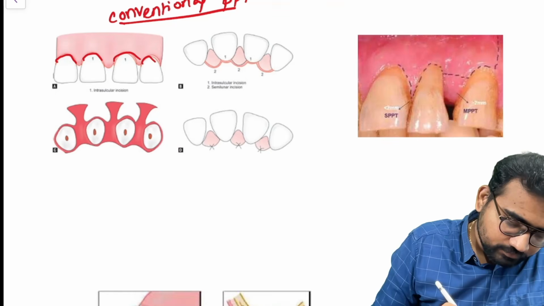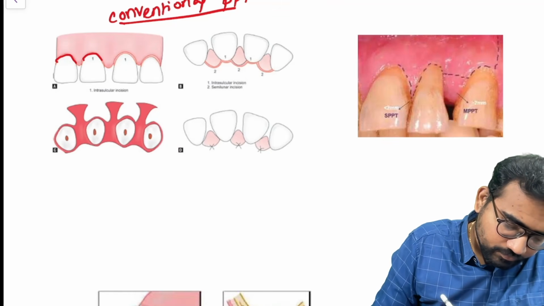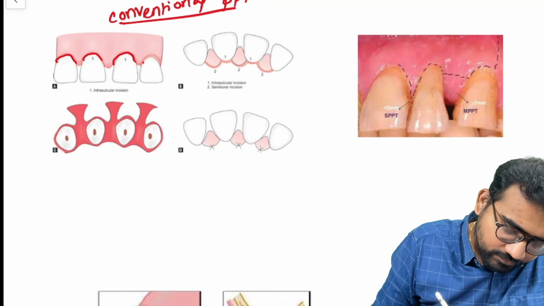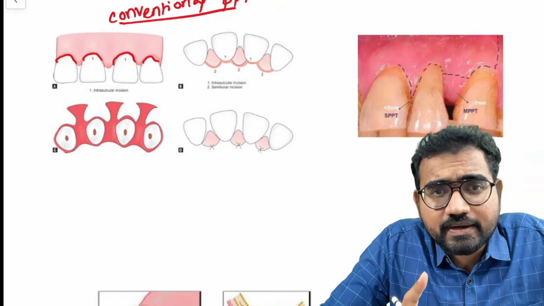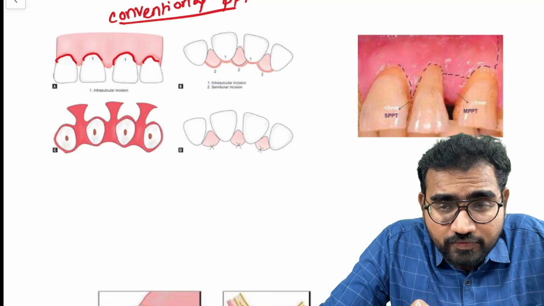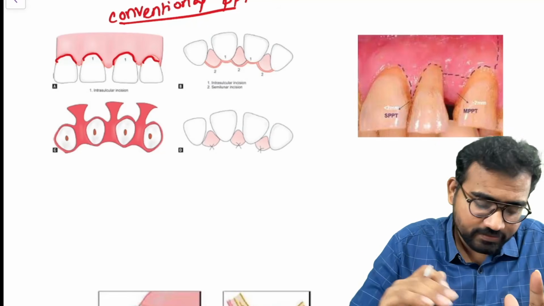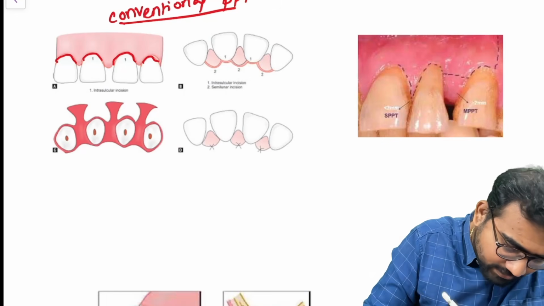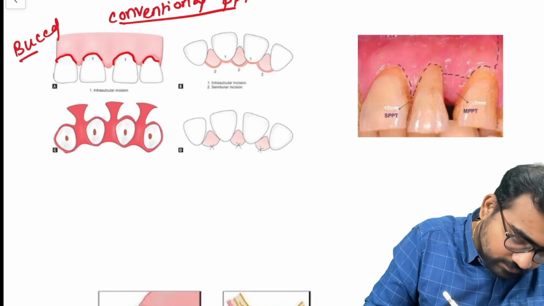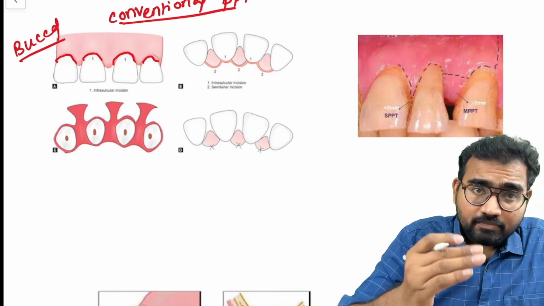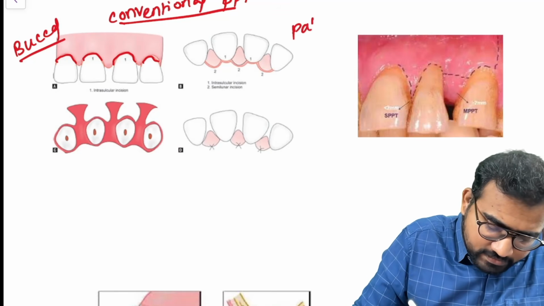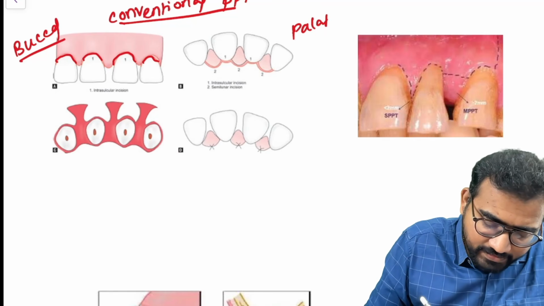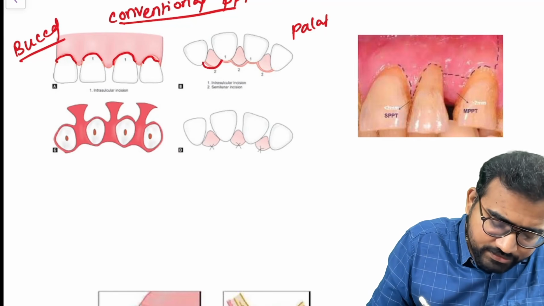I'm going to give a circular incision. Am I extending internally? No. As of now, I'm giving just a circular incision. And then this is the buccal aspect. Palatally, as you can see here, I'm giving a semilunar incision.